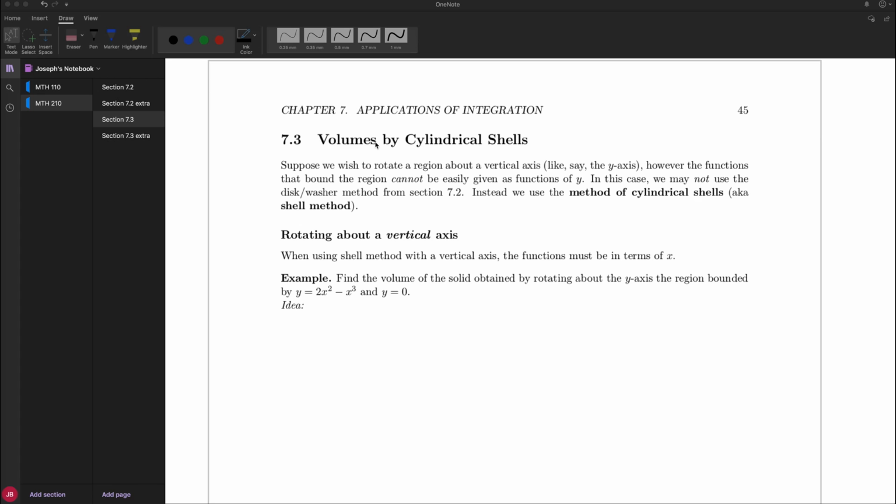As you can see, it covers volumes by cylindrical shells. So this is going to be slightly different from what we did last time, where we used the disk washer method. Reading this short paragraph here, we see that we'll have to use cylindrical shells when, let's say, we want to rotate a region about a vertical axis, but we can't easily express the function in terms of y. Then we can use cylindrical shells.